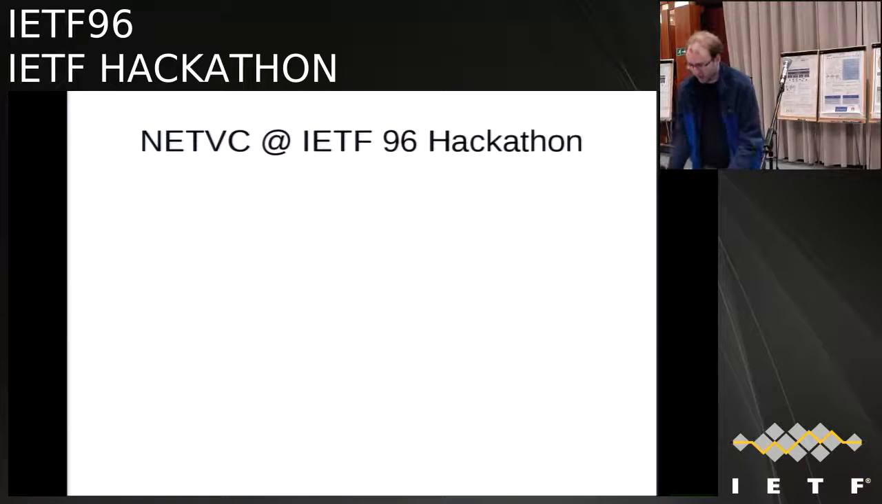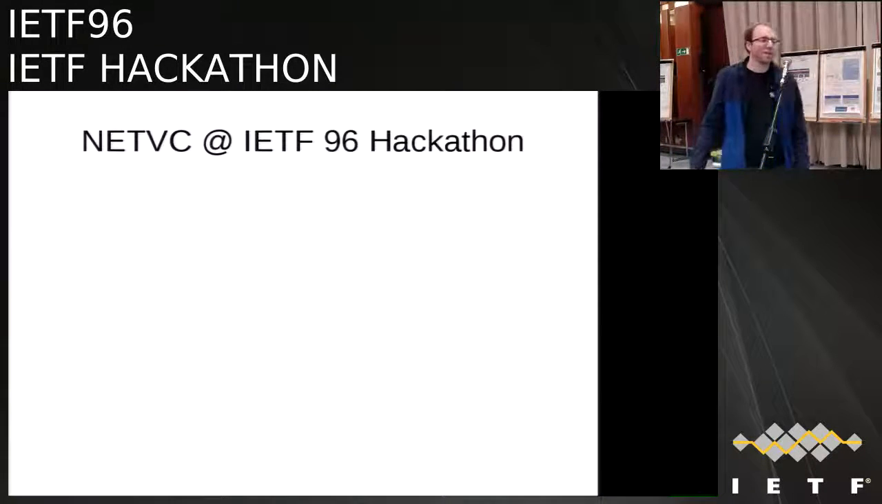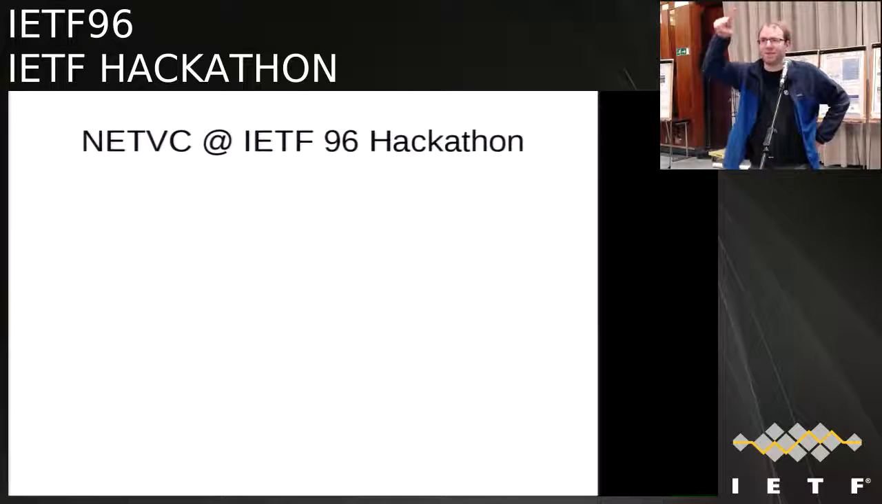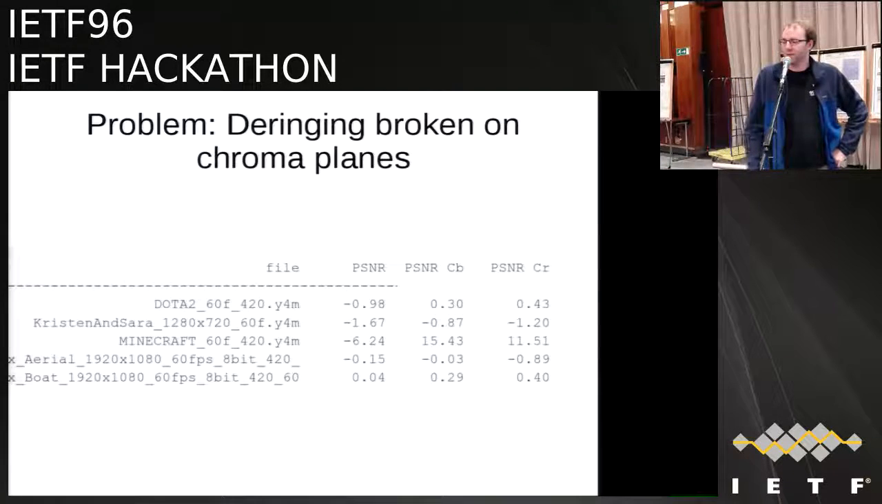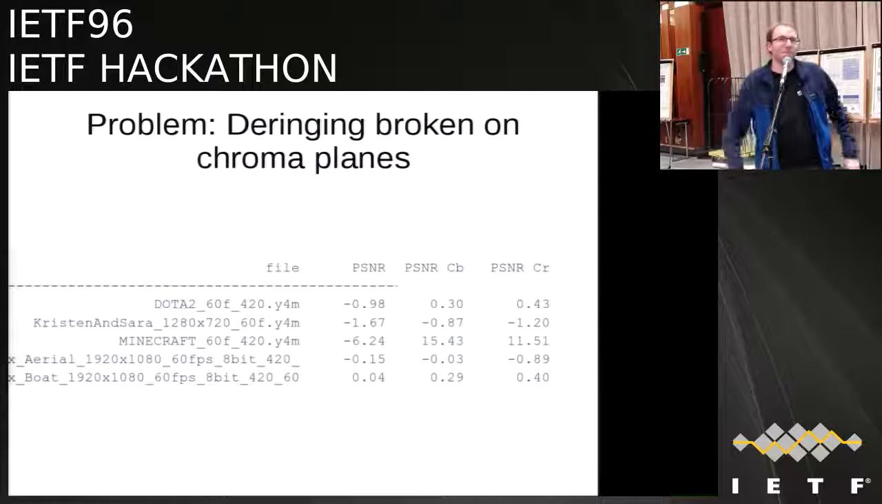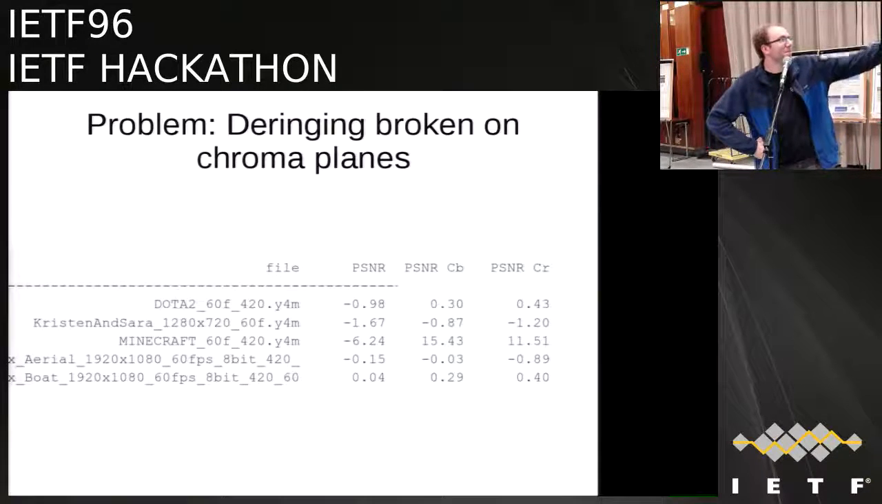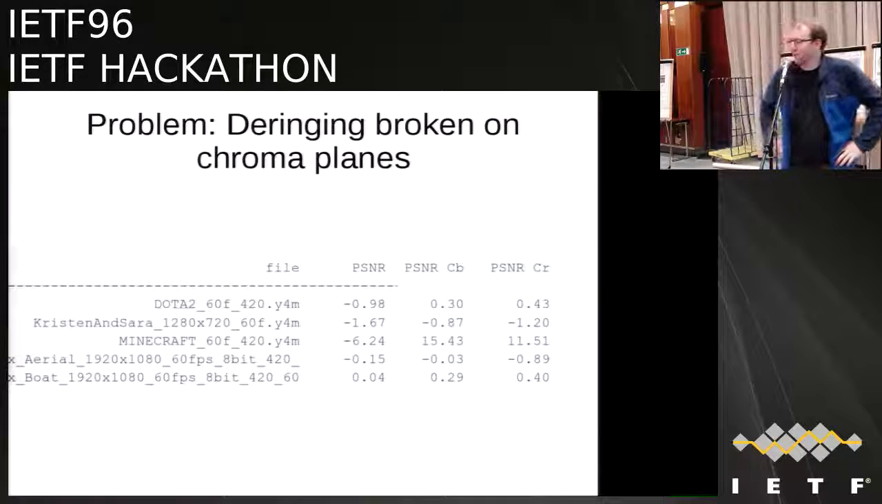So we did IETF. We're at the NetVC group over there. What we did is we had this problem that showed up recently, which is we have a deringing filter, and the deringing was broken on chroma planes. We added a new video that actually showed this effect. It looks all great until you see PSNR, and we made it 15% worse. That was bad.